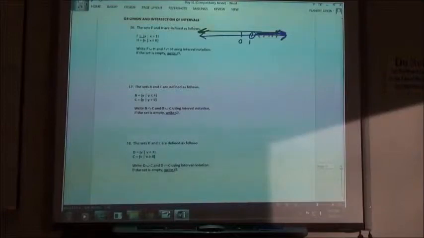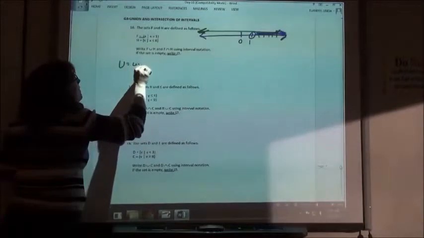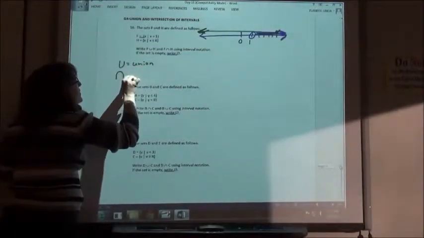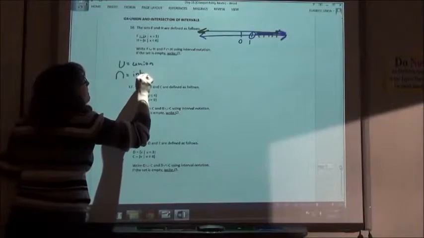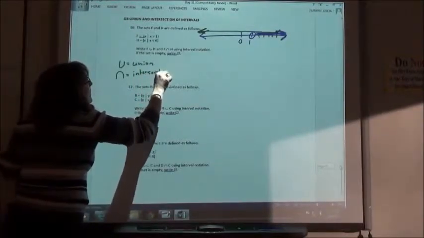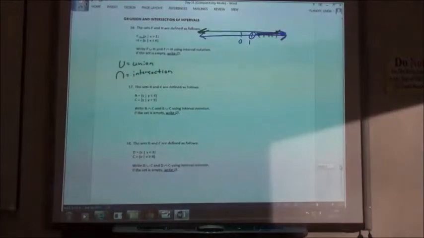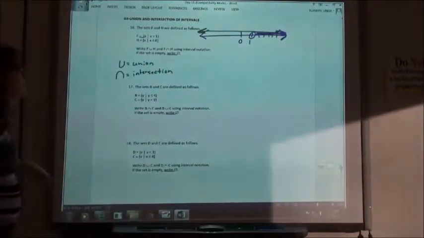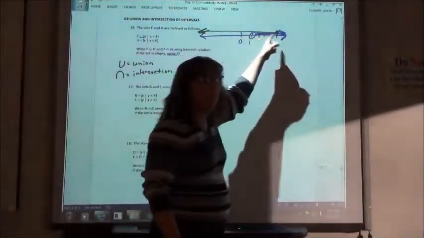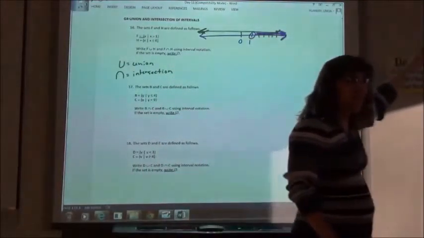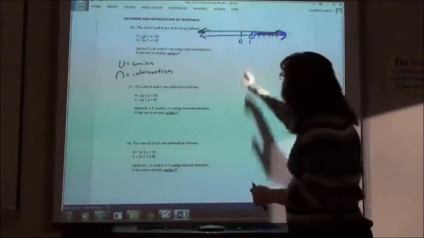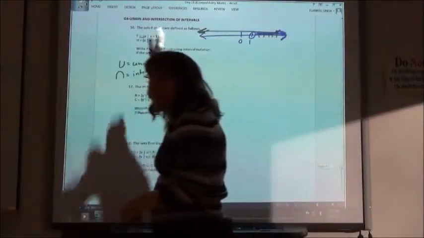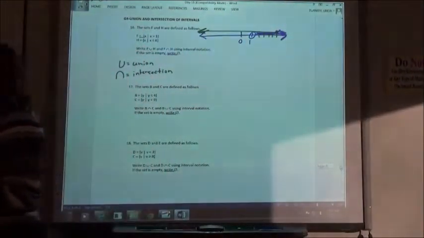Then they want you to do the union and the intersection of your two sets. This is the symbol for union, looks like a U. This is a symbol for intersection. So, if I do F union H, I want every number that is included in either one of my sets. Well, this set goes 1, 2, 3, 4, 5, 6, 7, 8, 9, 10, 11, 12, 13, 14, 15, and so on. This set goes 6, 5, 4, 3, 2, 1, 0, negative 1, negative 2, negative 3, negative 4, negative 5, and so on.